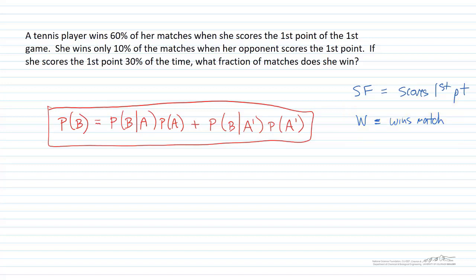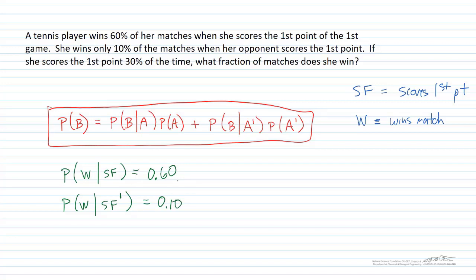Now let's look at the problem statement here. We are already given a couple of items of information. This first sentence, a tennis player wins 60% of her matches when she scores the first point, is a conditional statement. So the probability that she wins given that she scores the first point is 60%. A lot of times it's just looking at the problem statement and determining if we have a conditional probability, if we have a probability, and so on. We are also given indirectly the probability that she wins given that she doesn't score the first point. She wins only 10% of the matches when her opponent scores the first point. That would be the probability of W given SF prime is equal to 10%.